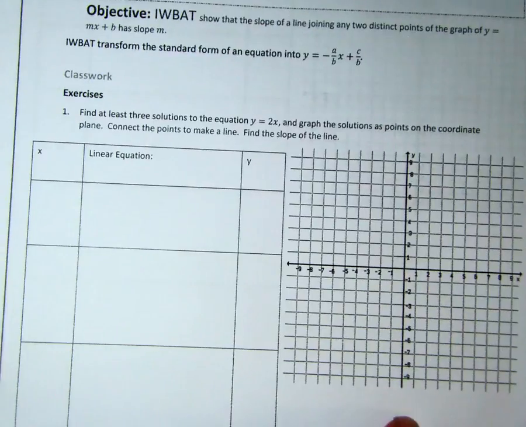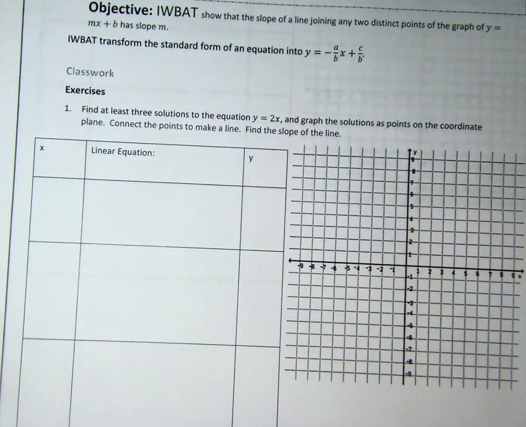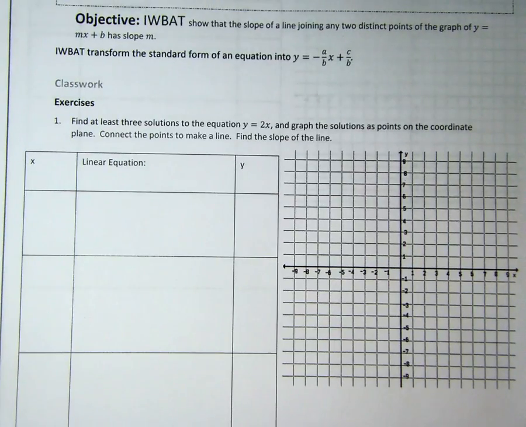All right, let's look at exercise number 1. Exercise number 1 says find at least 3 solutions to the linear equation y equals 2x and graph the solutions as points on the coordinate plane. Connect the points to make a line and find the slope of the line.